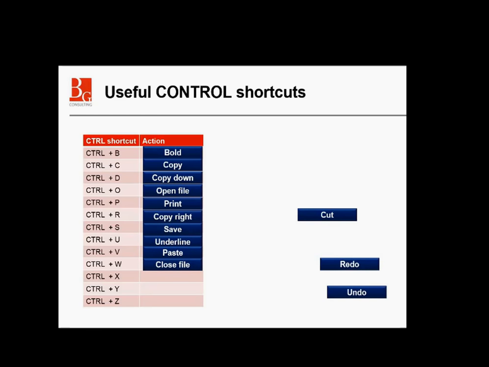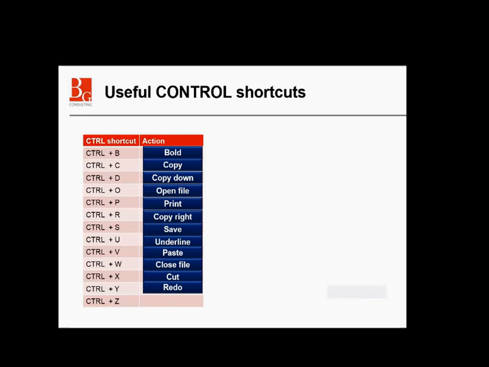Control U is underline. Control V is paste. Control W is close file. Control X is cut. Control Y is redo. And last but by no means least, Control Z, undo.